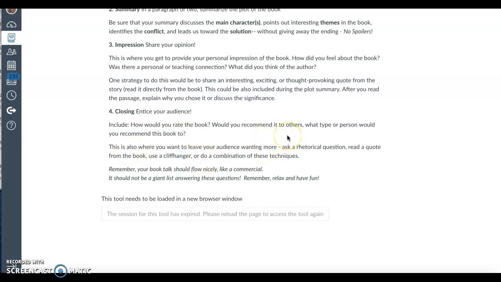This is also where you want to leave your audience wanting more. So you could ask some sort of rhetorical question about the book. You could use the quote strategy, as I mentioned before here. You can use some kind of cliffhanger, anything that's going to make your audience want to just run out or jump online and order the book.